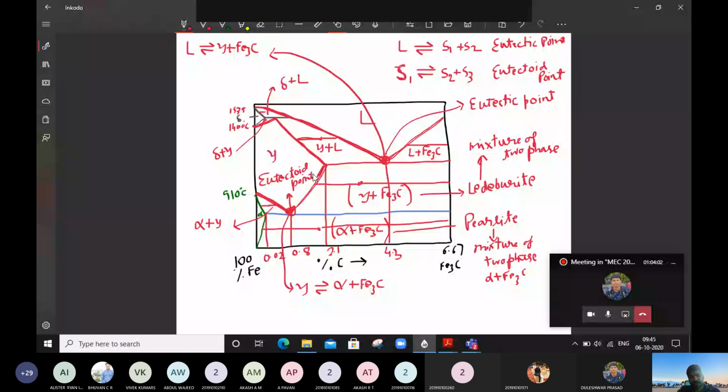Why is this the eutectoid point? Because at this point, gamma is changing to alpha plus Fe3C. So when one solid gives two different solids, that point will be known as eutectoid point. And if one liquid is going to give two different solids, then that will be known as eutectic point. Yes, is it clear?